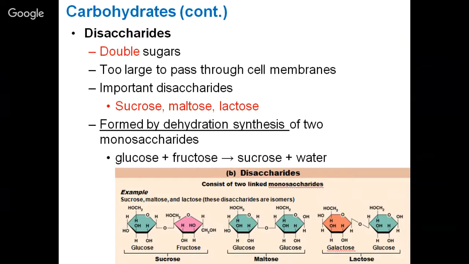They are formed by dehydration synthesis, and an example is given here. When you combine the glucose monosaccharide and the fructose monosaccharide, it forms the sucrose disaccharide and releases a water molecule. And shown down here are the other disaccharides, the maltose and lactose formation.